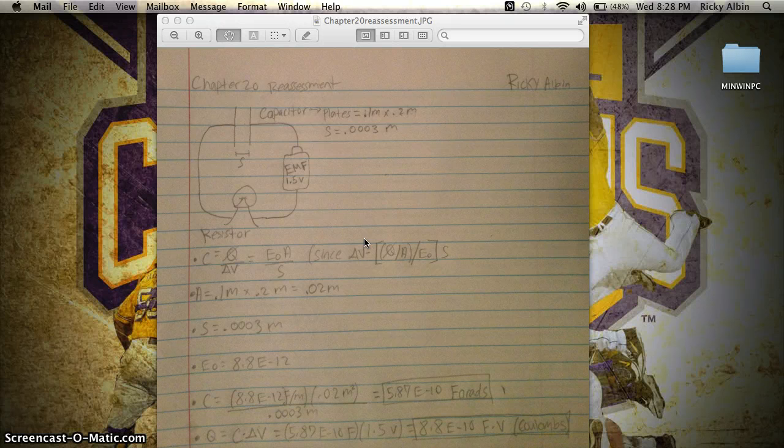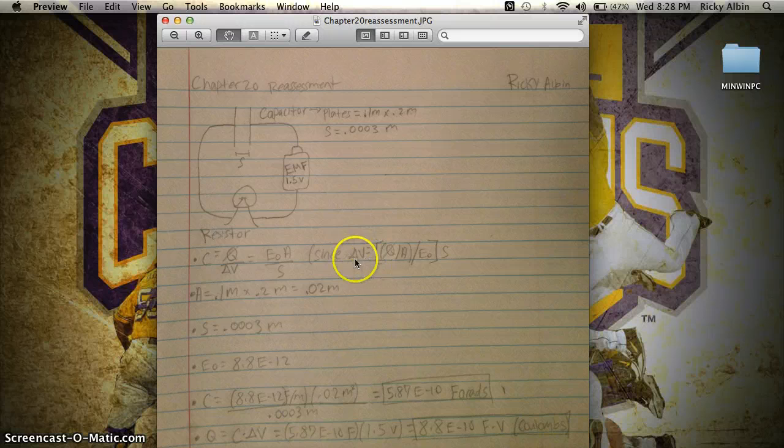So the first thing we know is that the capacitance is equal to Q over delta V, which, since we know the formula for it, we can plug in right here in place of the delta V. When you do that, your Q's are going to cancel out. So that's why you don't have any Q's in this second formula here.